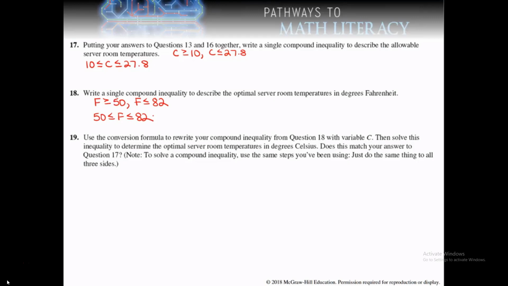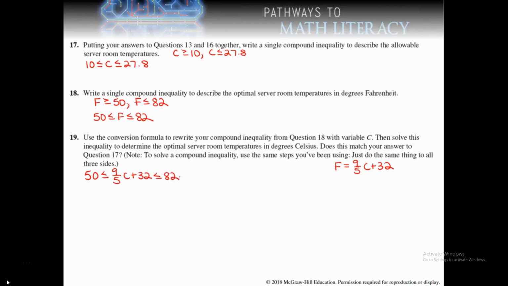So then in 19, we're going to use our conversion formula to convert that to an inequality in terms of C. So remember we had that F equals 9/5 C plus 32. We'll plug that in for the F in number 18. So we'll have 50 less than or equal to 9/5 C plus 32 less than or equal to 82. And then we're asked to solve that.